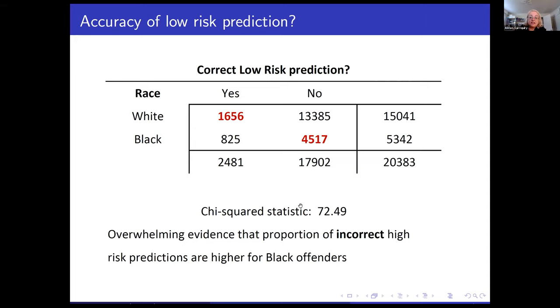And in this particular case, the chi-square statistic was a whole lot higher, 72.49. And so again, what this is suggesting is that Black individuals are incorrectly predicted to be high risk more often than white individuals.